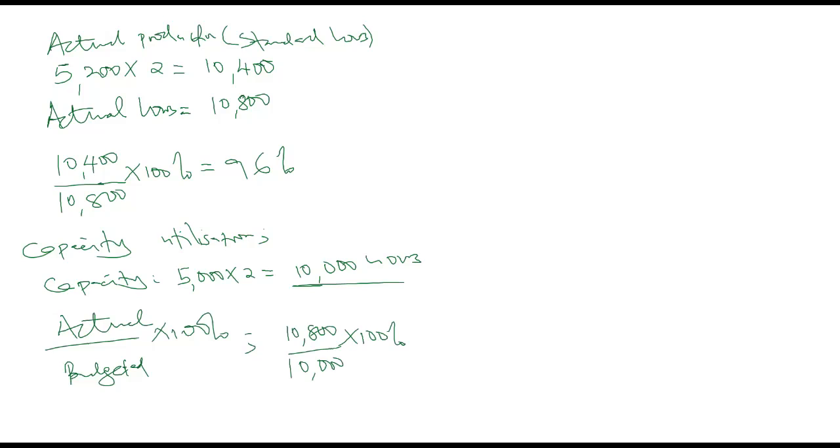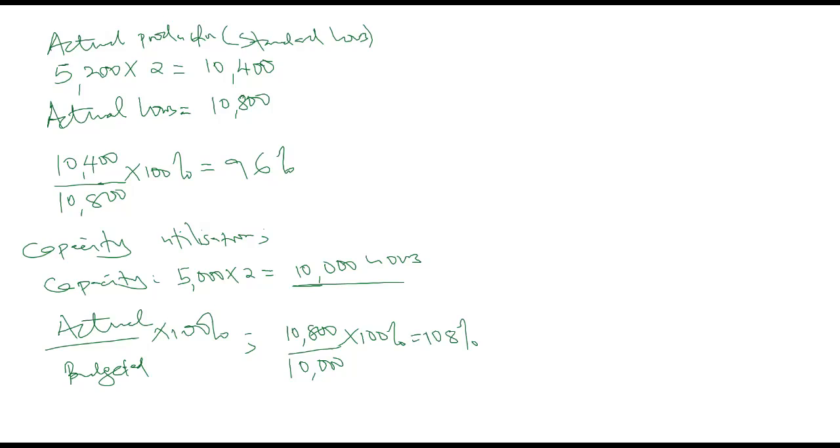The capacity of the company is simply what was the plan. How many units were you planning to make, and how many hours were they meant to take for those units? And you get 108%. Now, what does this indicate? It indicates that more labor hours were worked than what was budgeted. That's the capacity utilization.